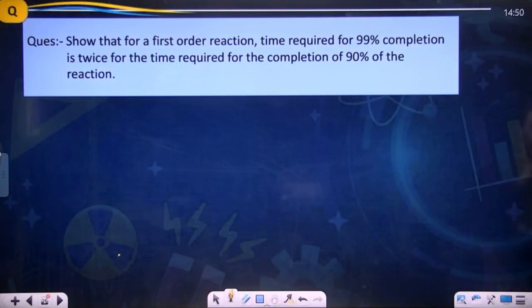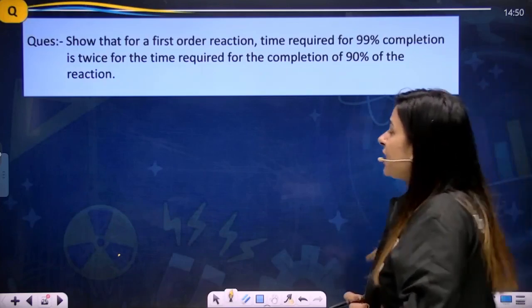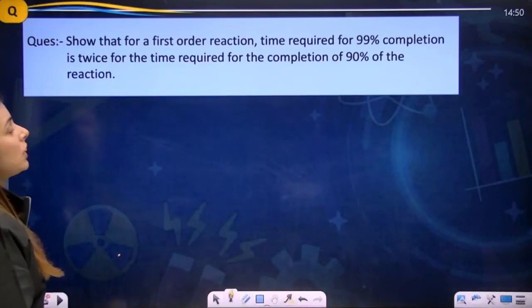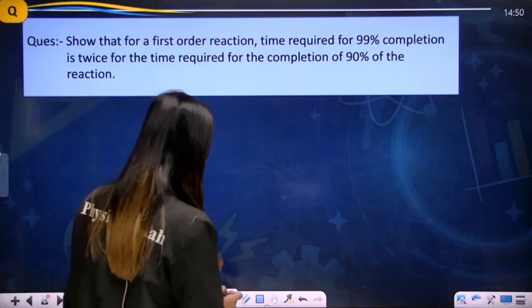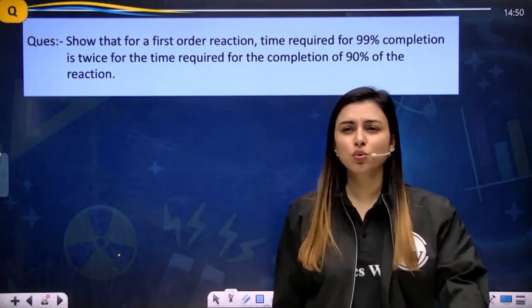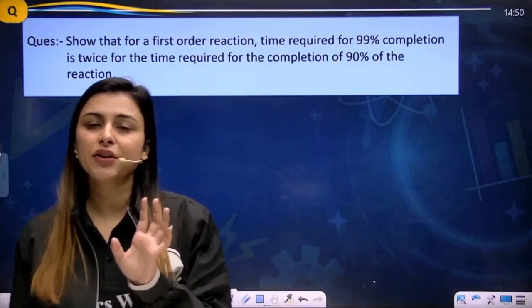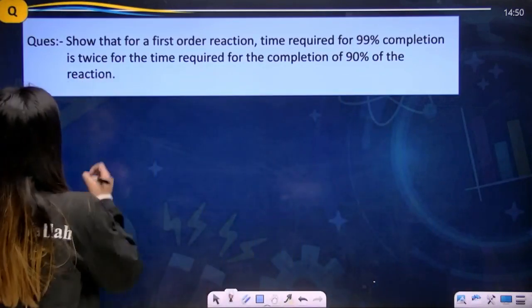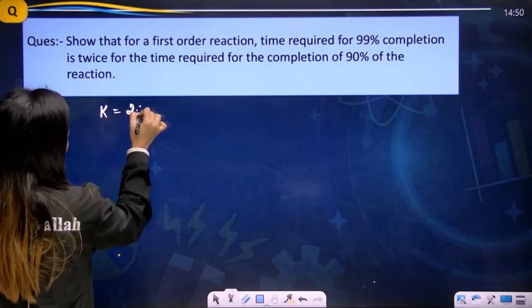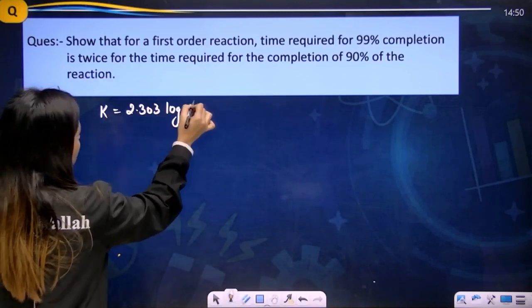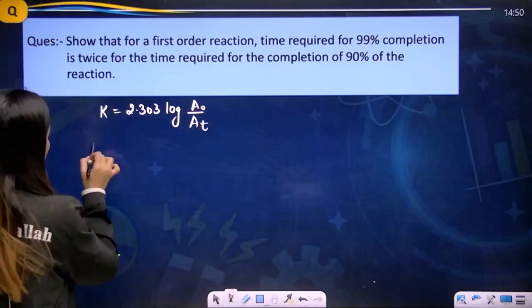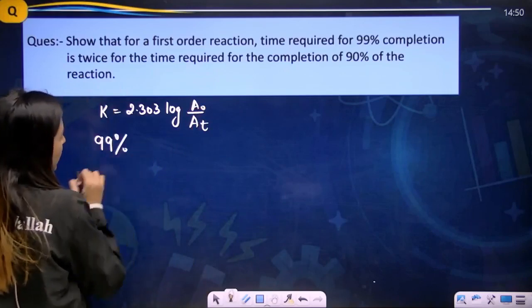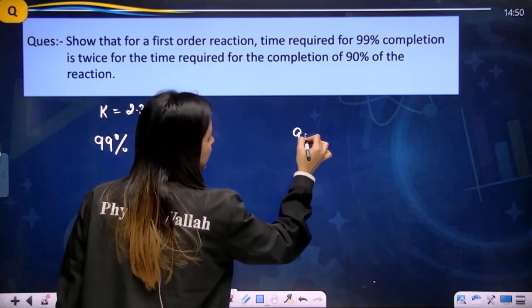What does the question say? The question says, show that for a first order reaction, the time required for 99% completion is twice the time required for 90% completion. Okay, so let's try to do this question. I know that I'll have to use the integrated rate law here. So let's say the integrated rate law is K is equal to 2.303 over t, log A naught upon A t. Now I have two conditions. One is 99% completion and the other is 90% completion.